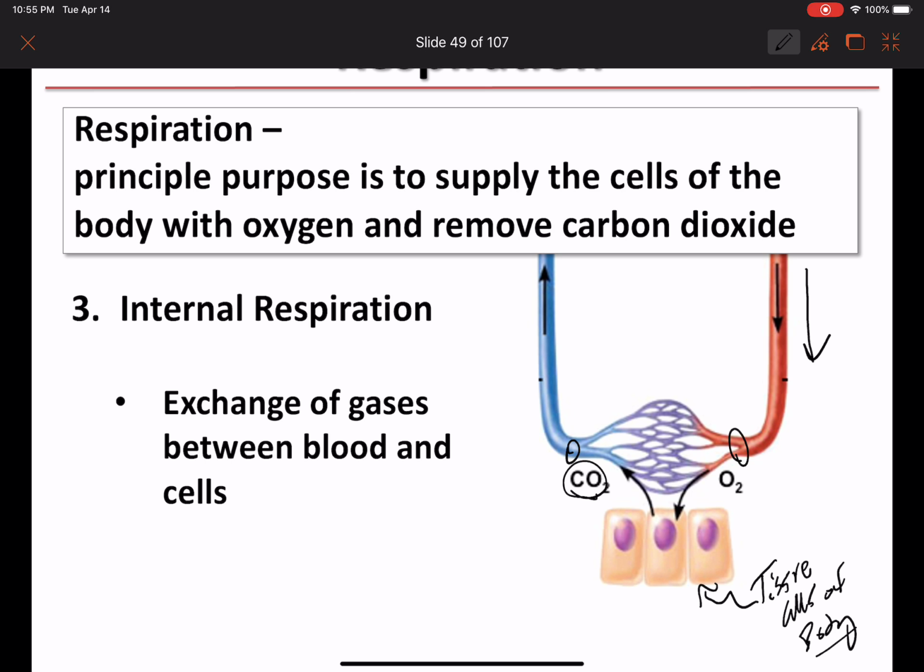But again, internal respiration within this greater context is just located at the level of these capillaries feeding or distributing blood to these tissue cells of the body, where O2 is leaving the capillaries and going to the tissue cells, and the CO2 being produced by those tissue cells is leaving those cells and entering the blood in the capillary.